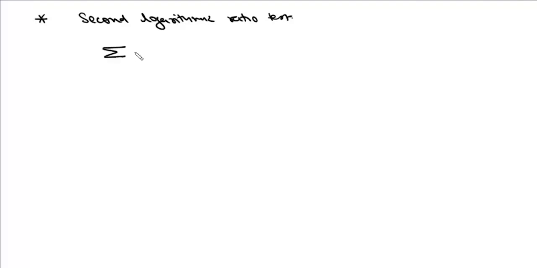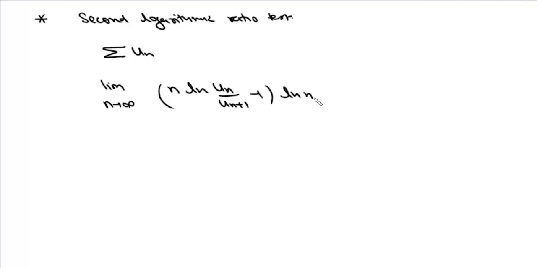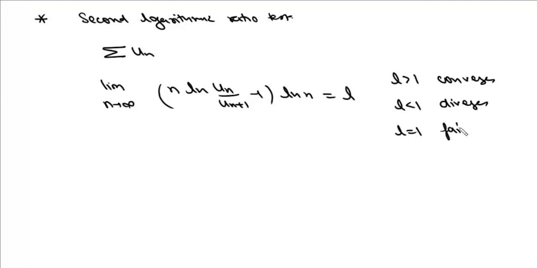If we have this series summation un, then we'll find this limit as n tends to infinity of (n log (un upon un plus 1), which basically is the logarithmic test, minus 1) into log n, and suppose this is equal to L. Now if L is greater than 1, then this series converges. If L is less than 1, then it diverges, and if L is equal to 1, then the result is inconclusive or the test fails.